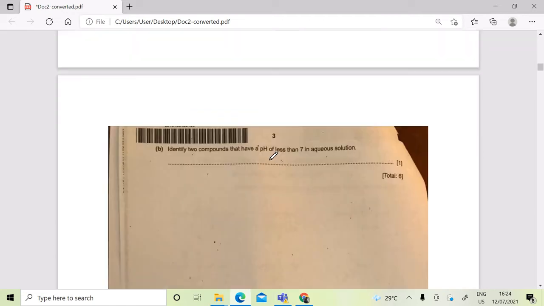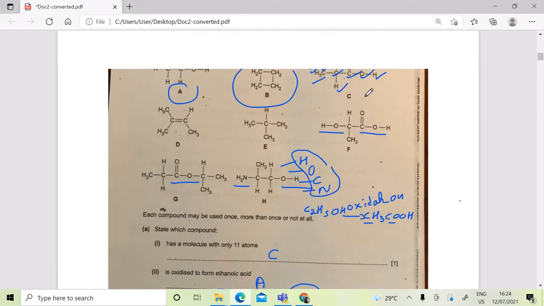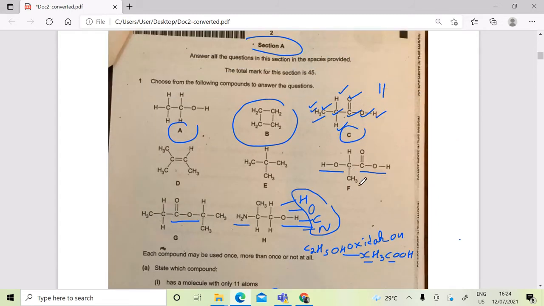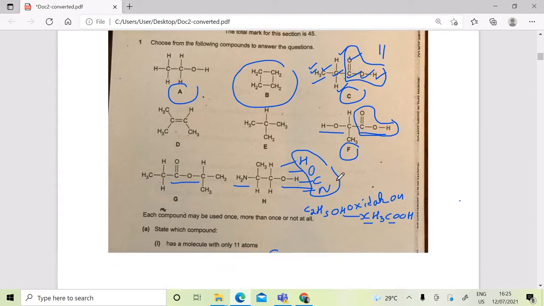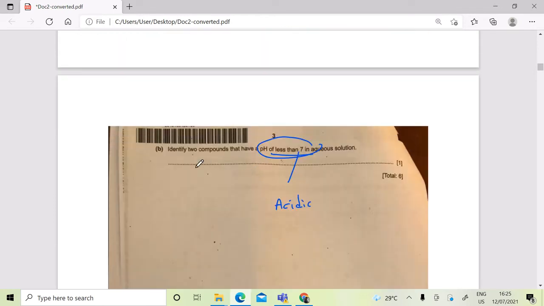Let's see pH of less than 7. You know pH less than 7 goes to acidic. In other words, the question is asking what are the carboxylic acids. In these structures, the carboxylic acids are going to be structure C and structure F. So this is your acid group, carboxylic acid. Therefore answer goes to C and F. That's all about question 1 in part A.